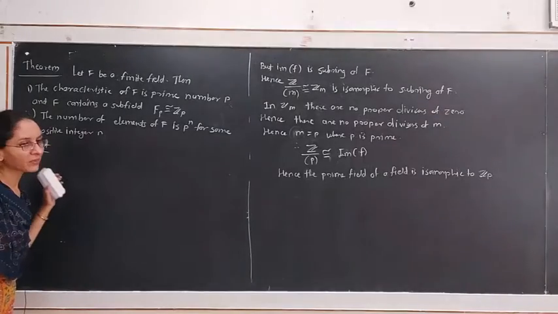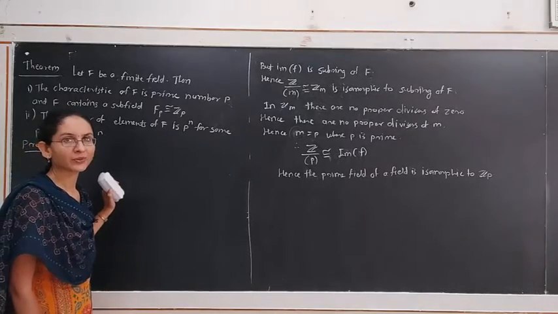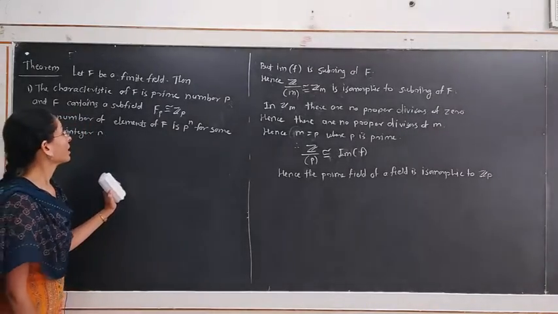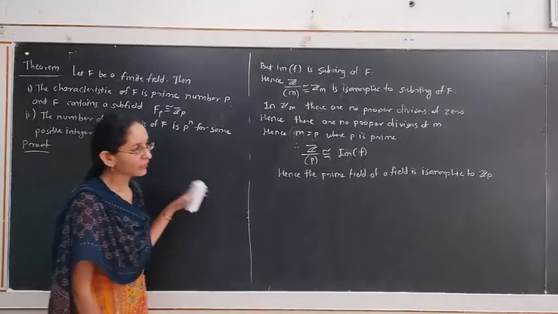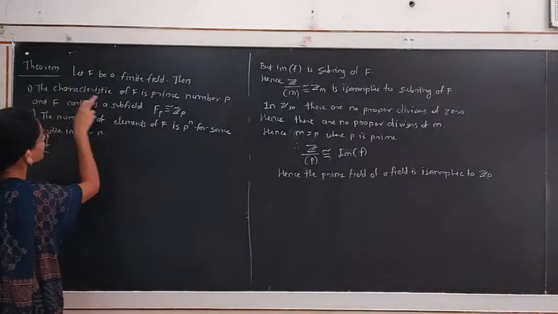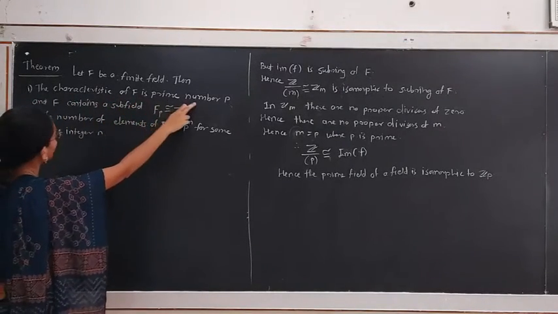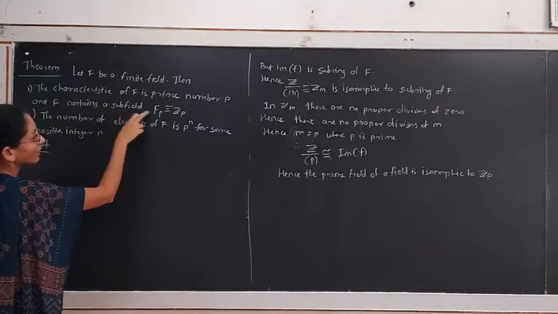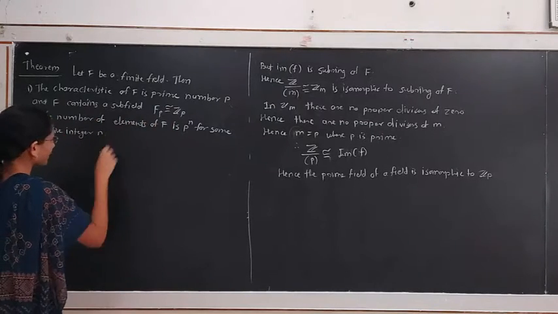In the previous theorem, we proved that the prime field is either isomorphic to Q or isomorphic to Zp. In the second case, we proved that the prime field of a field is isomorphic to Zp. Hence, the first part is proved by using the previous theorem. The characteristic of F is prime number p and F contains a subfield Fp isomorphic to Zp. Next, we prove the second one.